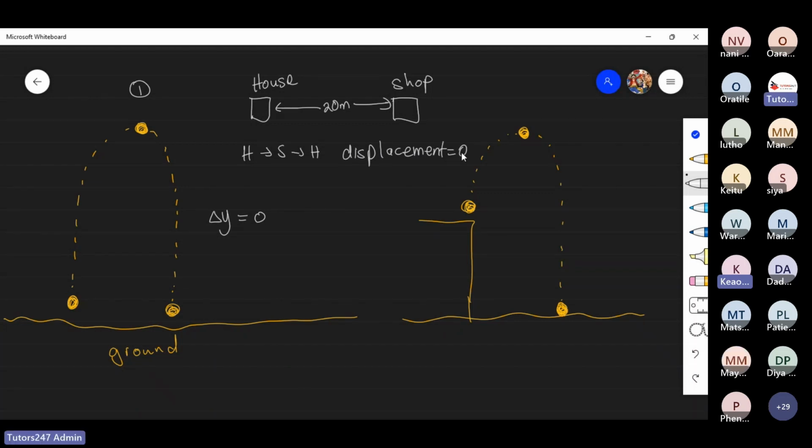The reason is because there's no change in position. Displacement refers to change in position. So you went to the shop and then back to your house. Your initial position is the same as your final position. That is why you have a displacement of 0. It's the exact same situation in scenario 1. So your initial height is the same as your final height. So it's 0.